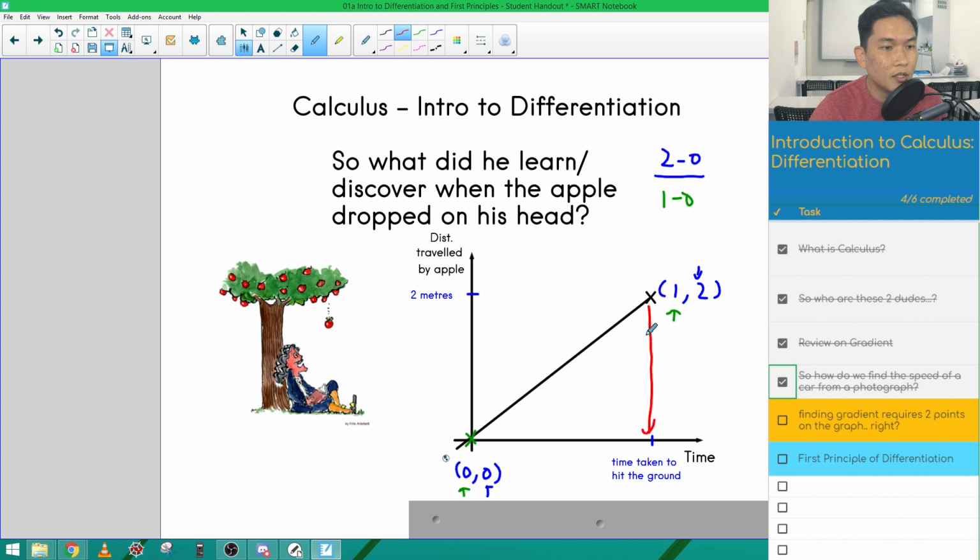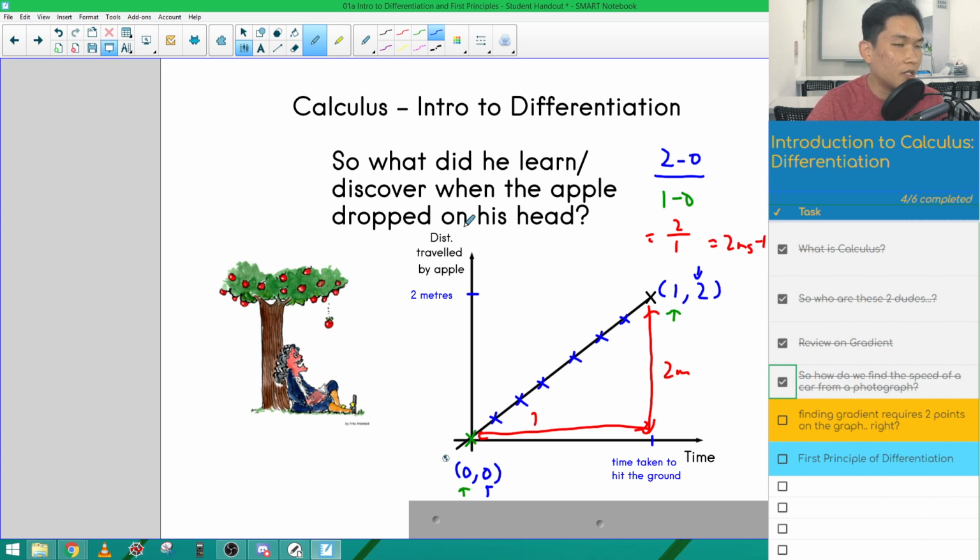This is the rise, how much the height of the apple changes, which is 2 meters, over how long it took to drop: 1 second. So this is 2 divided by 1, and you get the speed, 2 meters per second. That means the apple is 2 meters per second here, and 2 meters per second here. Something just doesn't make sense. How can the speed of the apple be 2 meters per second throughout its entire journey? I don't think that is possible.